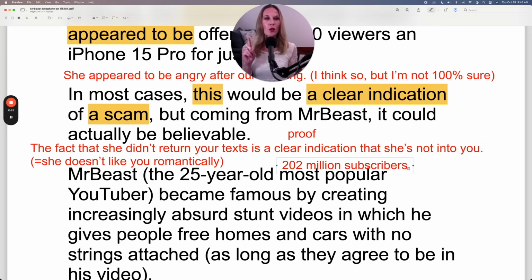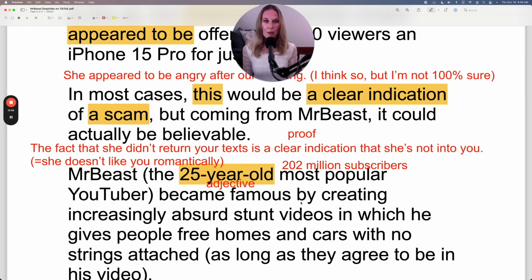Now notice here we have subscribers with an S, of course, because it's plural, but here we have 25-year-old because this is an adjective. It describes how old he is as an adjective. So we don't add the S there because it's an adjective. So just if you're wondering why that is, it's an adjective.